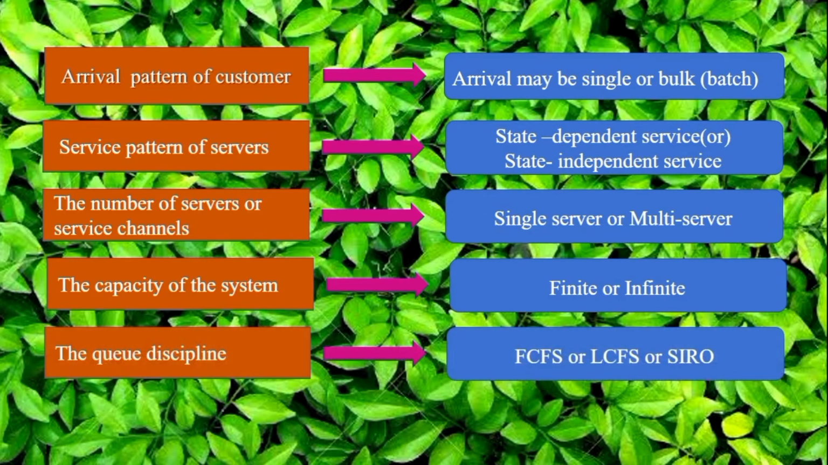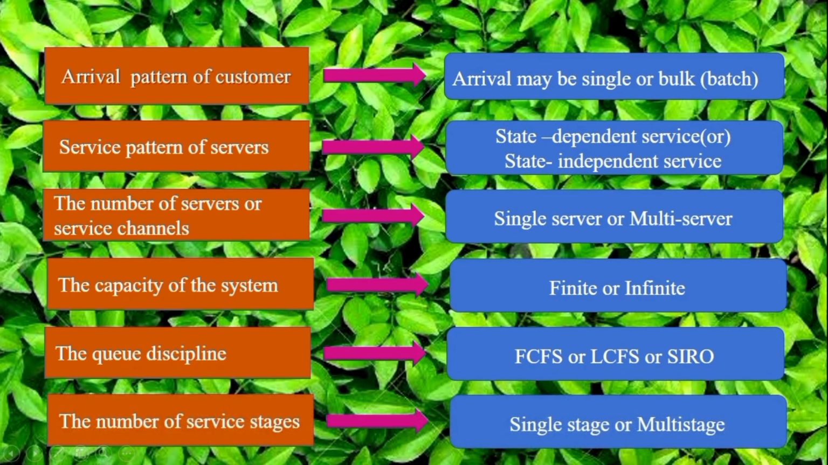Another important parameter is queue discipline. It represents the way the queue is organized. The ways are first come first serve, last come first serve, or service in random order. Normally, the queue practices first come first serve. First come first serve is represented by FCFS, last come first serve is represented by LCFS, and service in random order is represented by SIRO. The number of service stages: the service stage may be a single stage or multi-stages.